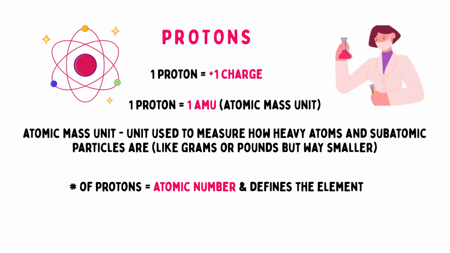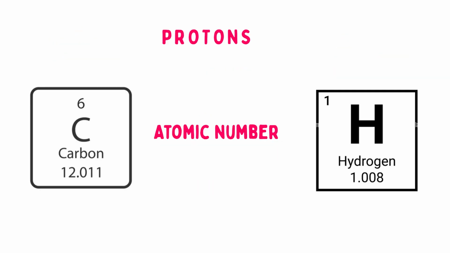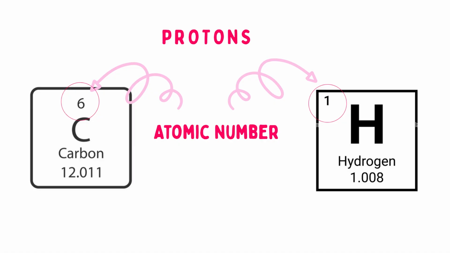The number of protons in an atom is called the atomic number, and it's what defines the element. For example, every carbon atom has exactly 6 protons, while every hydrogen atom has 1. Change the number of protons, and you change the element itself.